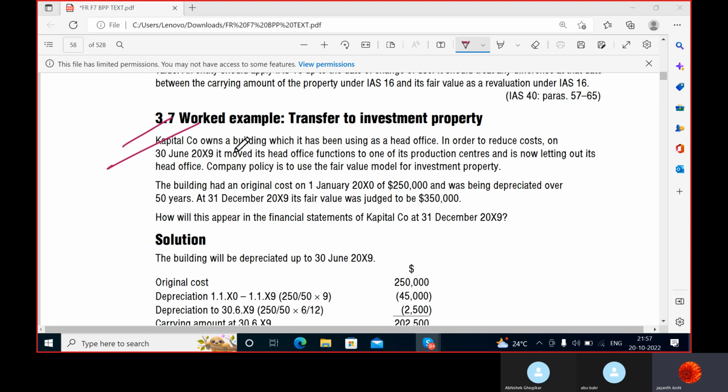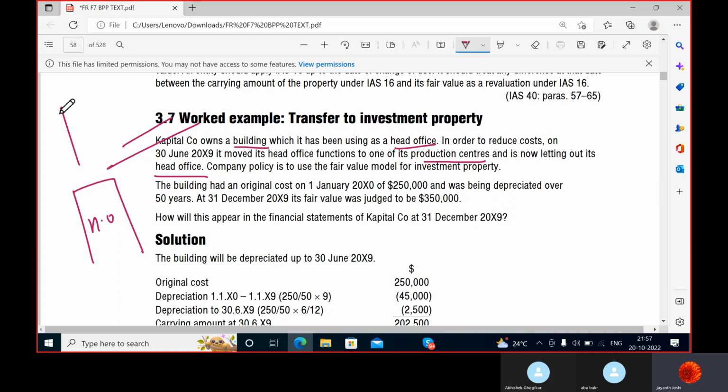Capital Company owns a building which it has been using as a head office. In order to reduce the costs, they were using it for their personal use. On 30th June 2009, it moved its head office functions to one of its production centers and is now letting out its head office. That means they had a property and were using it as their head office, and they want to reduce the cost now and move their head office functions to their production centers.